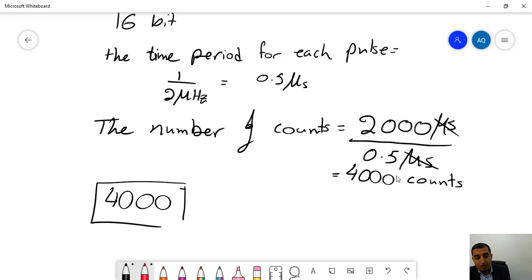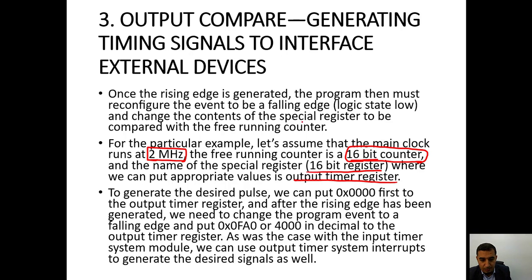Now, you cannot do this using an 8-bit counter. That's why we used a 16-bit counter. Why? Because the 8-bit counter will count up to 255. The 16-bit counter will count up to 65,000. Okay? Sometimes you need to use the 16-bit counter in order to get these results. This is also explained over here.